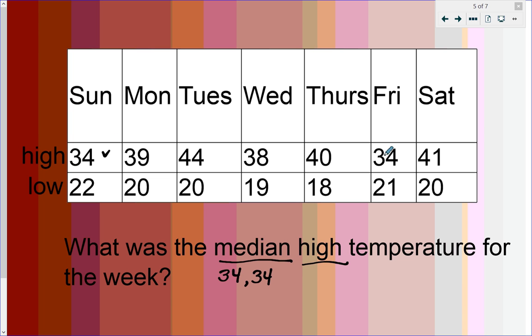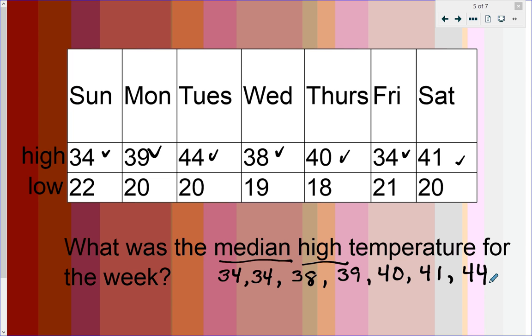I've used that. Now, 39, 44, 38, 40, and 41. Okay, 38 comes next. Then 39. Then 40. Then 41. And then 44. And I double check to make sure I have 1, 2, 3, 4, 5, 6, 7 numbers.